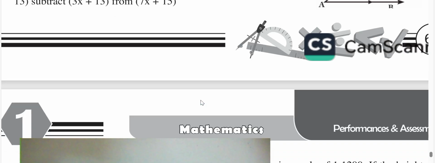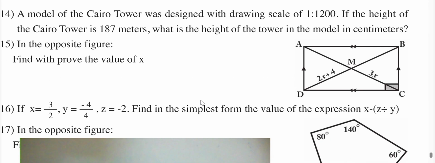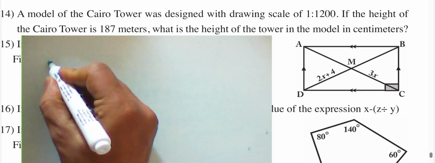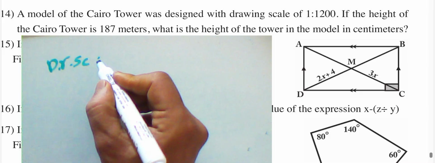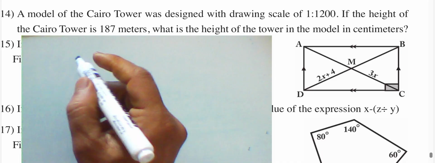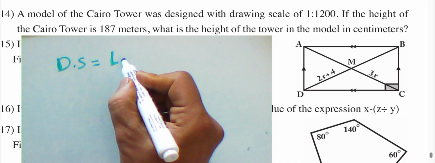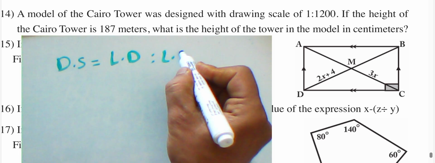Next question. Number 14. A model of the carrier tower was designed with drawing scale 1 to 1200. You remember drawing scale: the ratio between length in drawing to length in the reality.